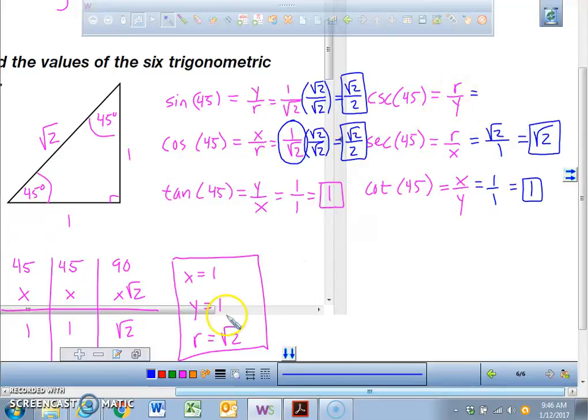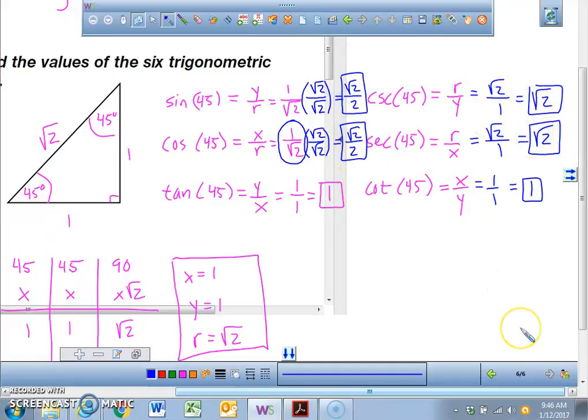R over y. Look, what's r? Radical 2. What's y? 1. This is also simply a radical 2. 1, 2, 3, 4, 5, 6. Those are the 6 trig ratios for a 45-degree angle. Feel free, after you put that into your journal, to transfer it over to your assignment.